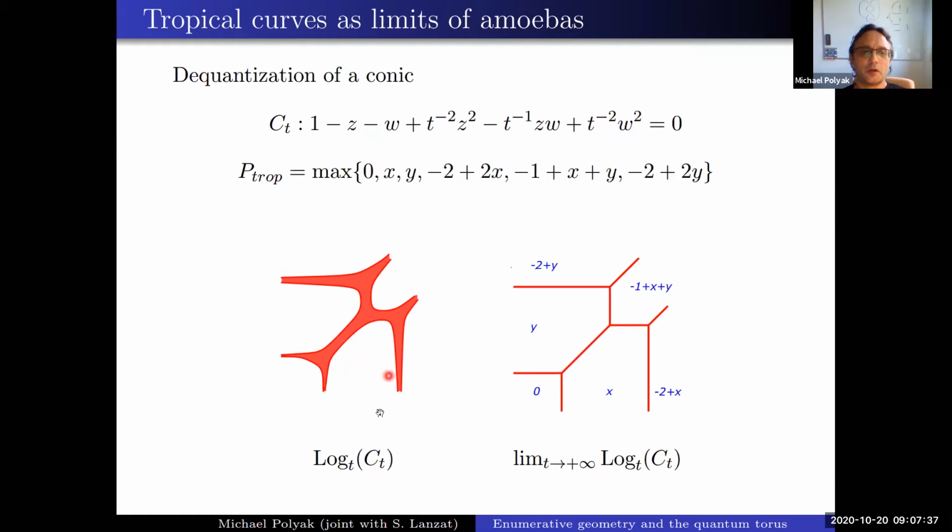When you look at the amoeba for some fixed t, it really looks more or less like a biological amoeba. But then when t goes to infinity, it becomes thinner and thinner, and in the end, it approaches this graph, which is called the tropical curve. And I even indicated which one of these terms takes the maximal value.